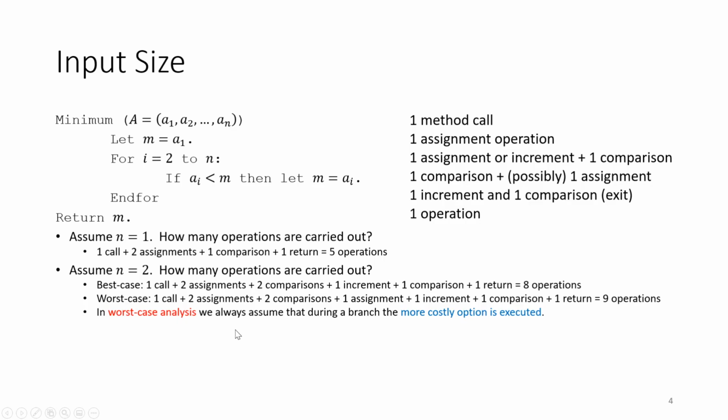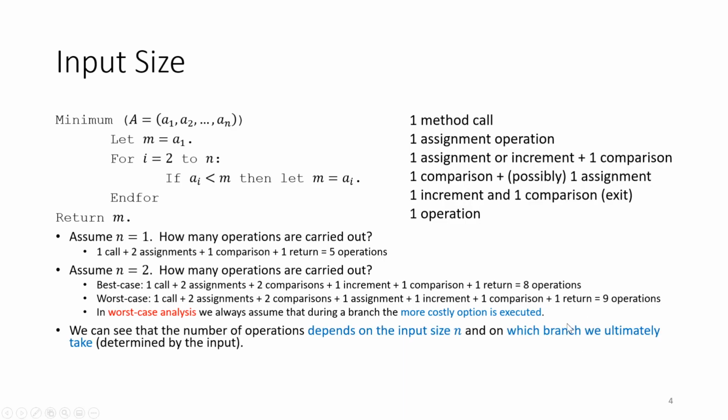And as I've mentioned, in worst case analysis, we usually assume that we're carrying out the more costly of the 2 branches. So this usually occurs when we have an if-then branch like we have here. So we can see after our analysis here that, at least for n equals 1 and 2, the actual number of operations carried out by our algorithm, of course, changes as n gets bigger. But it also depends on ultimately which branch we take, which depends on our input. And so we call this the best or the worst case.